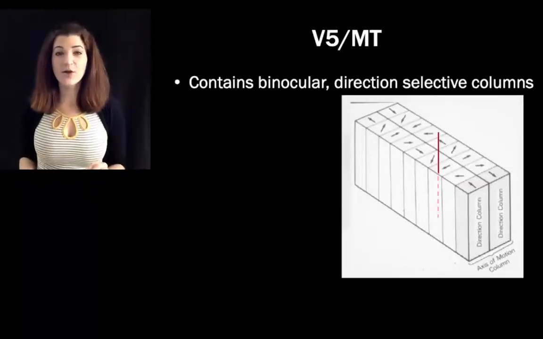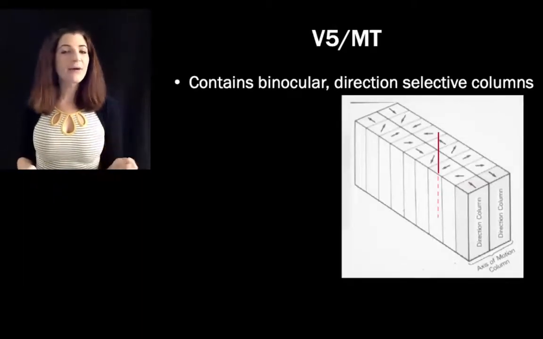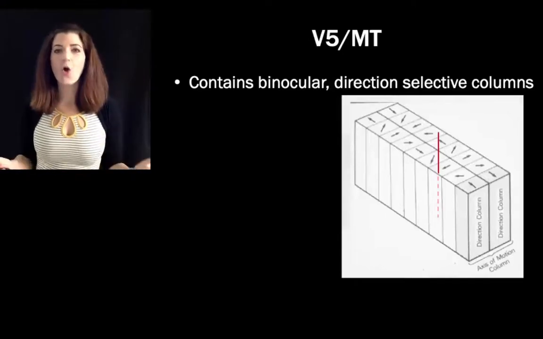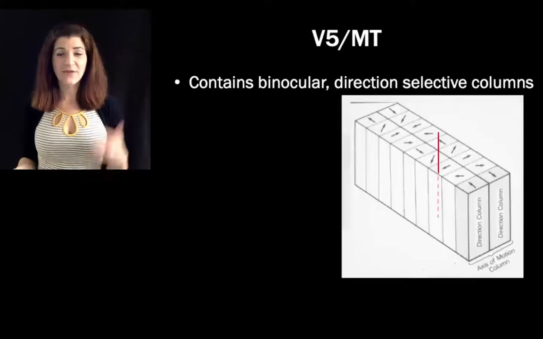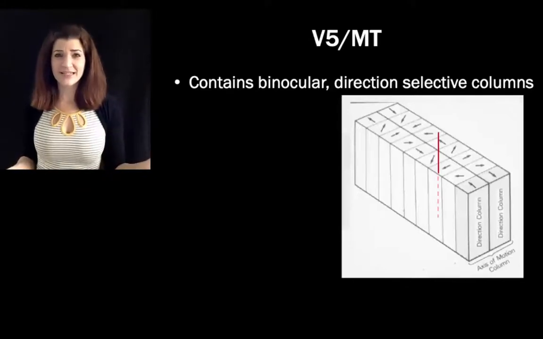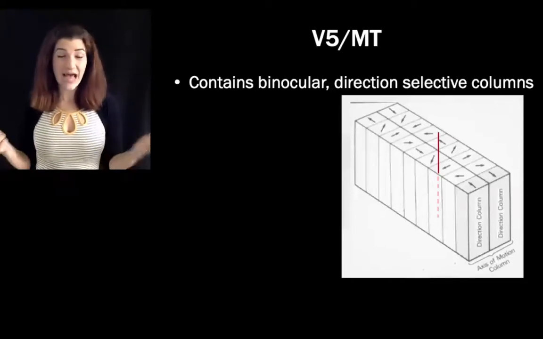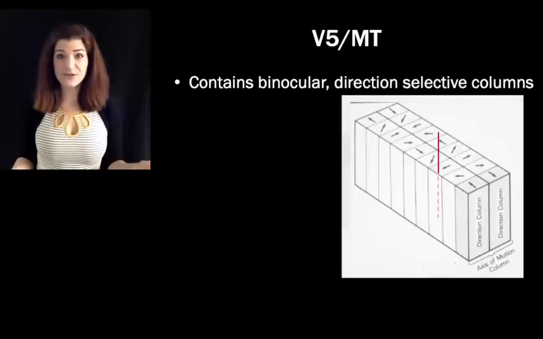All right, so going back to the organization of V5, how can it be that these neurons know what direction of motion is present? They're just getting input from retinal ganglion cells, and the retinal ganglion cells can only say there is something there, but they can't determine whether things are moving. So how do the neurons in V5 know that there's motion?